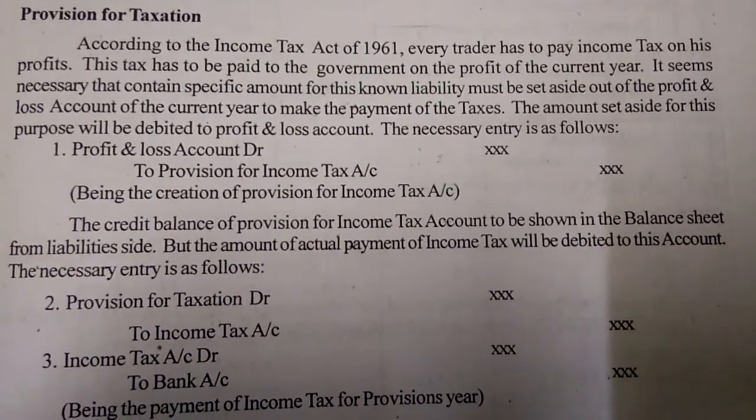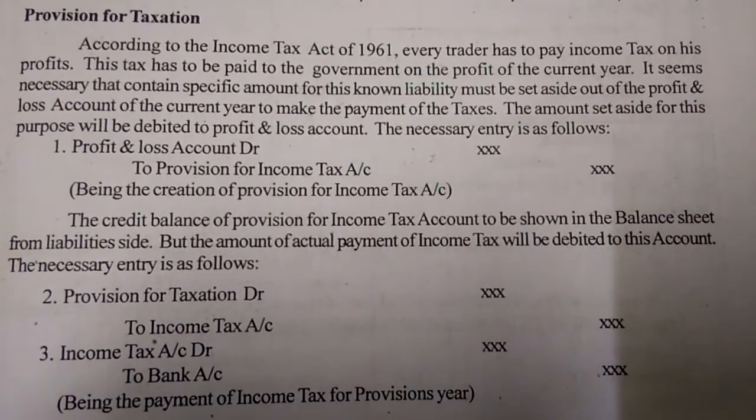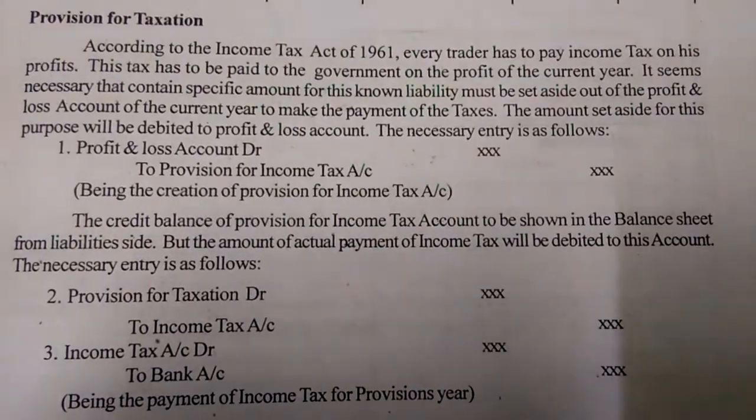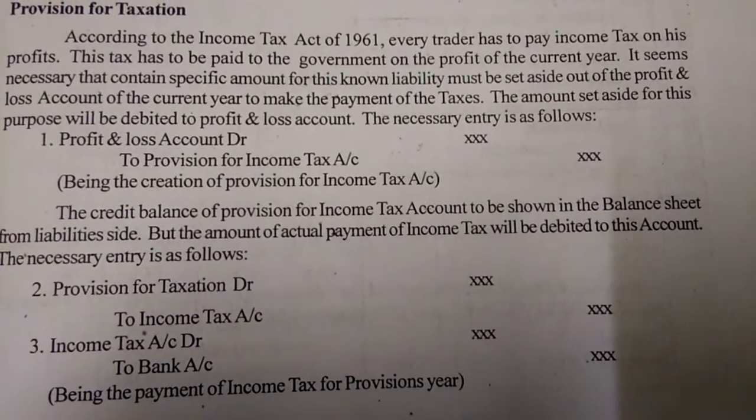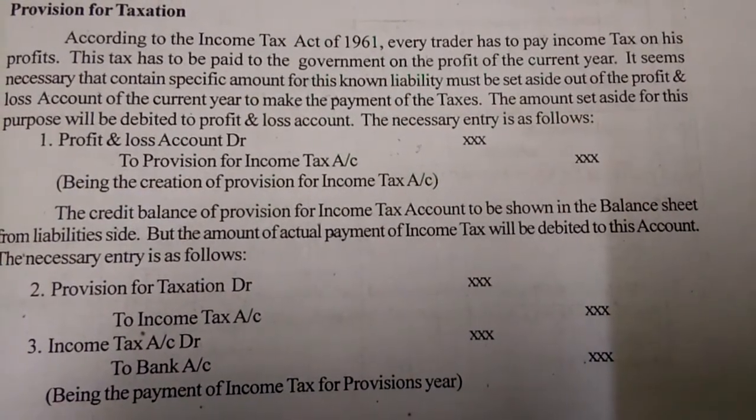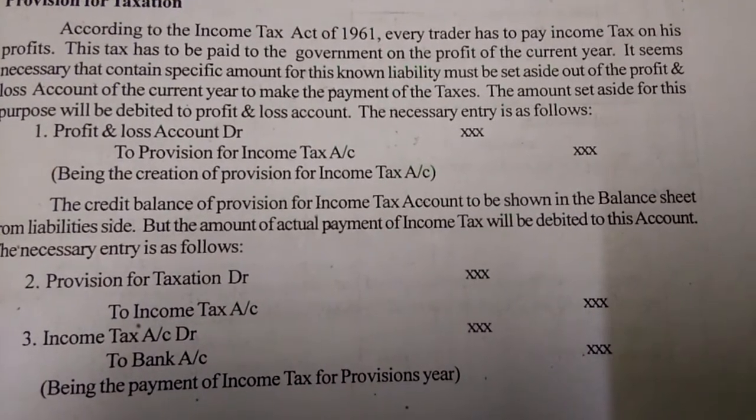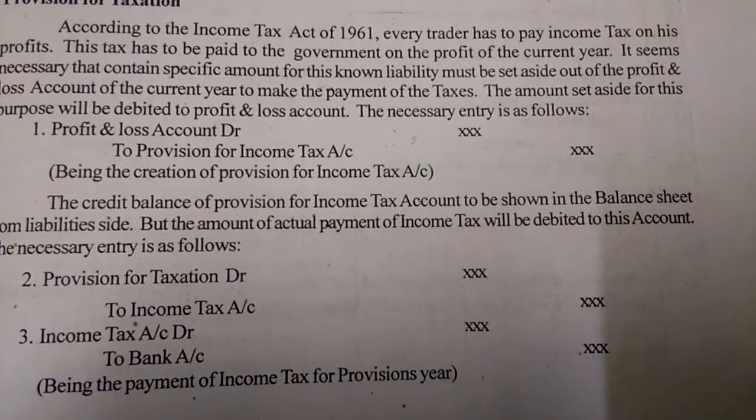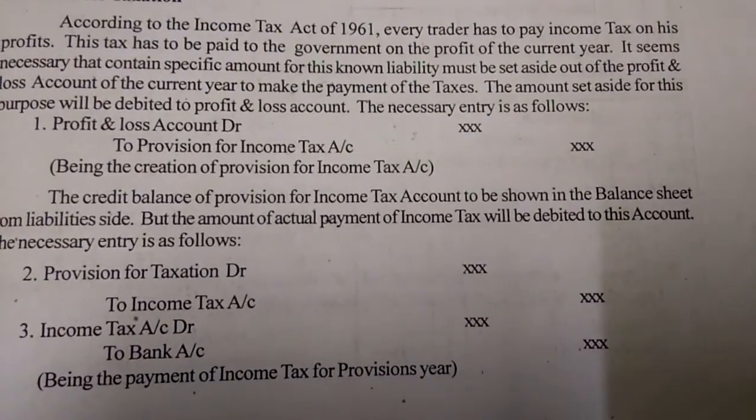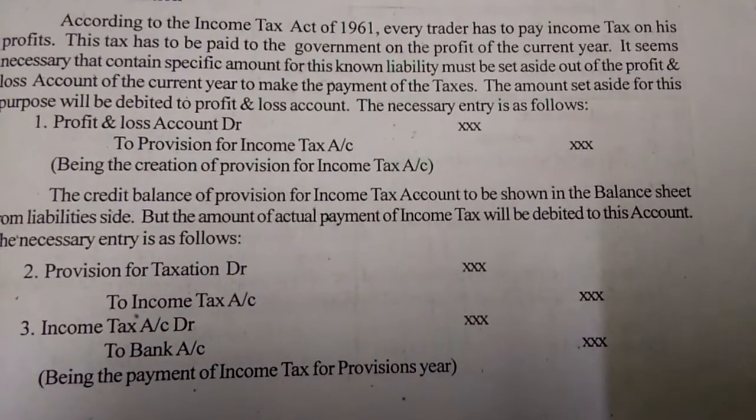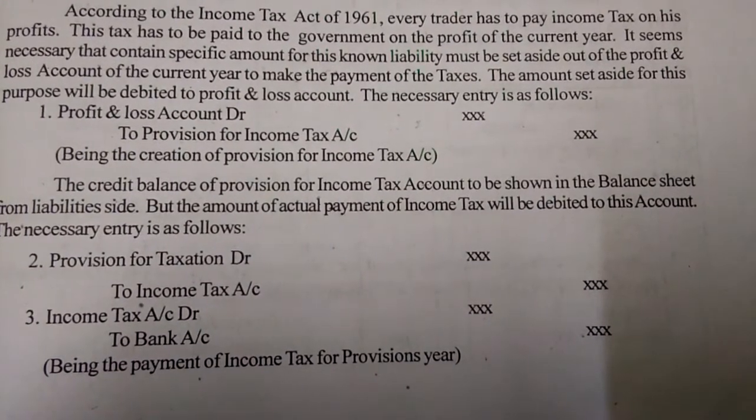And next one is provision for taxation. According to the Income Tax Act 1961, every trader has to pay income tax on his profits. This tax is to be paid to the government on the profit of the current year. It seems necessary that a specific amount for this known liability must be set aside out of the profit and loss account of the current year to make the payment of the taxes. The amount set aside for this purpose will be debited to profit and loss account.